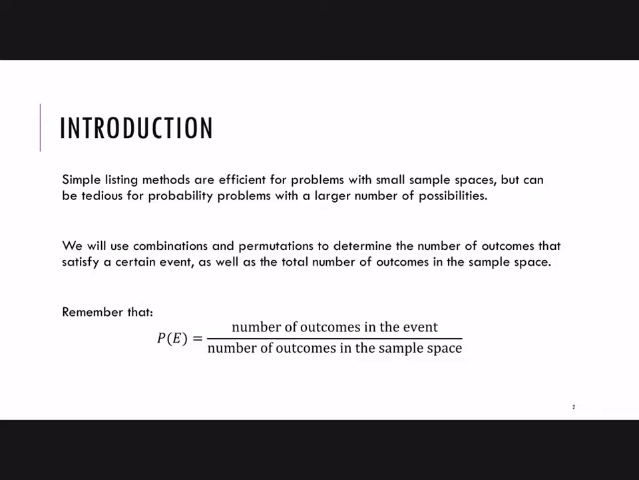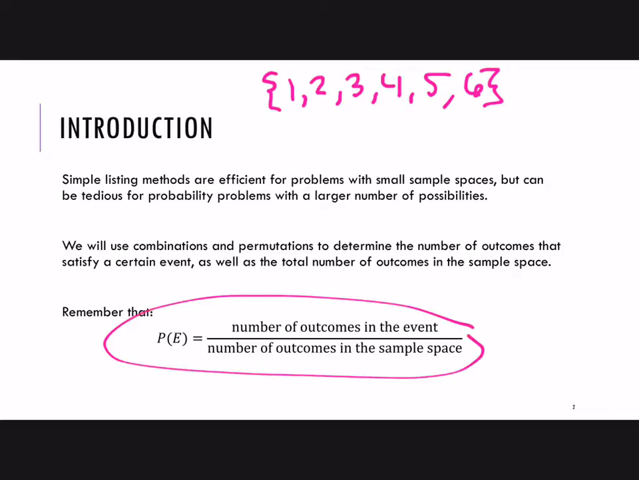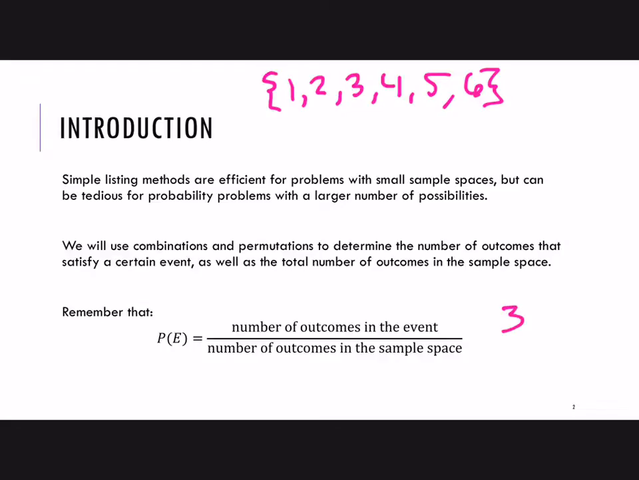When we try to calculate probability, we've used simple listing methods. For instance, if we had the sample space of numbers that appear on a single die, that's easy enough to list out. Recall that probability is just the number of outcomes in the event divided by the number of outcomes in the sample space. So if we wanted the probability of rolling an odd number, there would be three ways to do that: get a 1, a 3, or a 5.